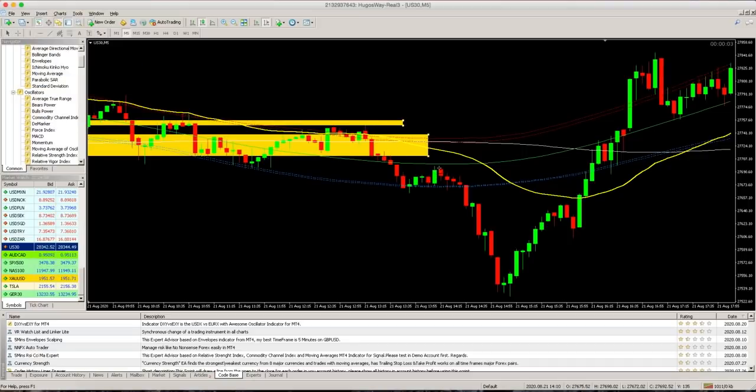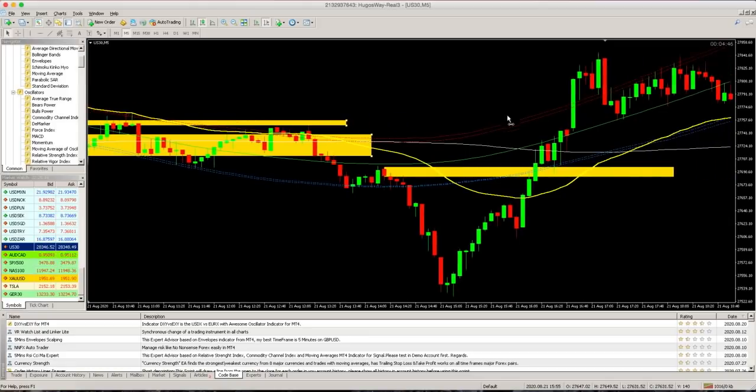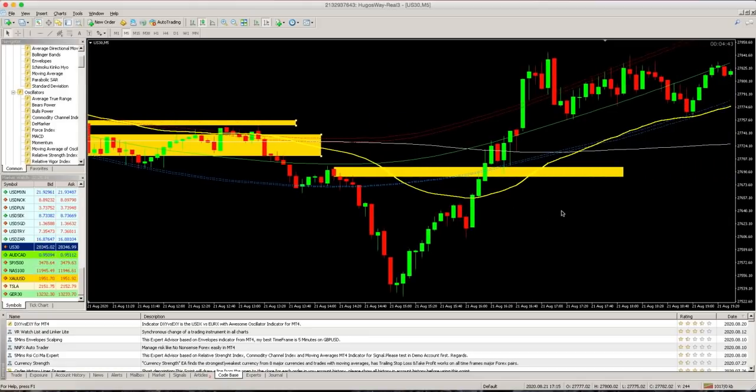So the pullback happened right here. Boom, the big drop. Here's your structure level. This is your structure level, guys. And honestly, the smaller the candle is, the better. The smaller that candle is, the better, because it ain't going to take much to break through it.